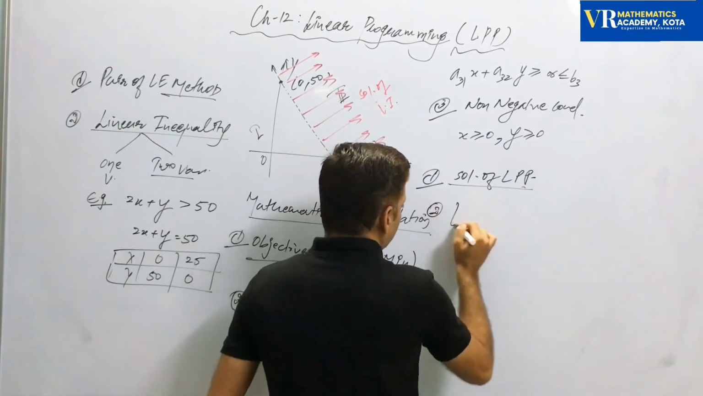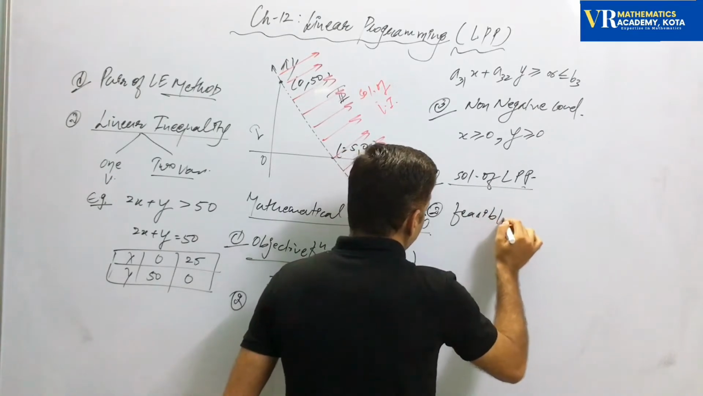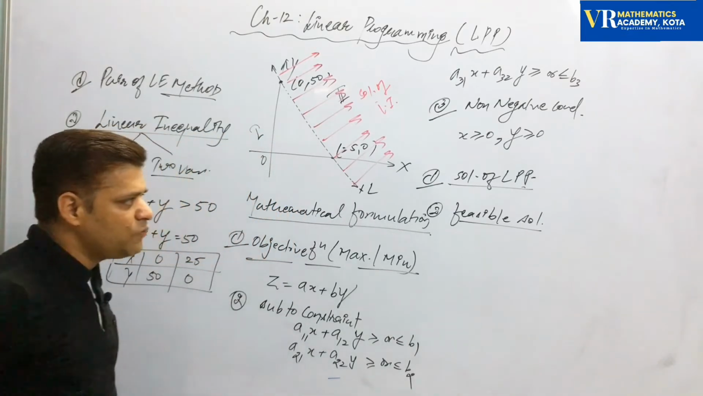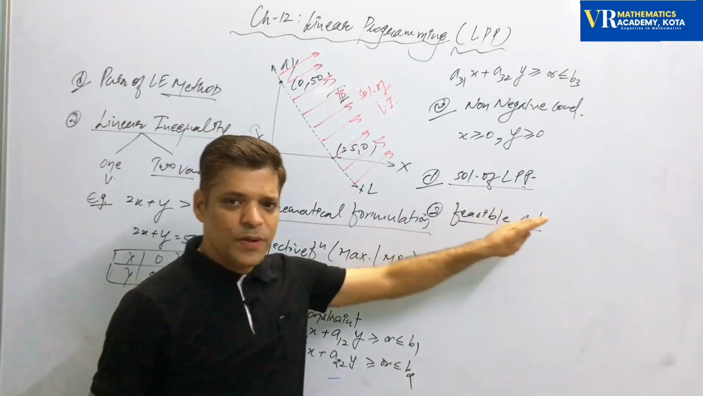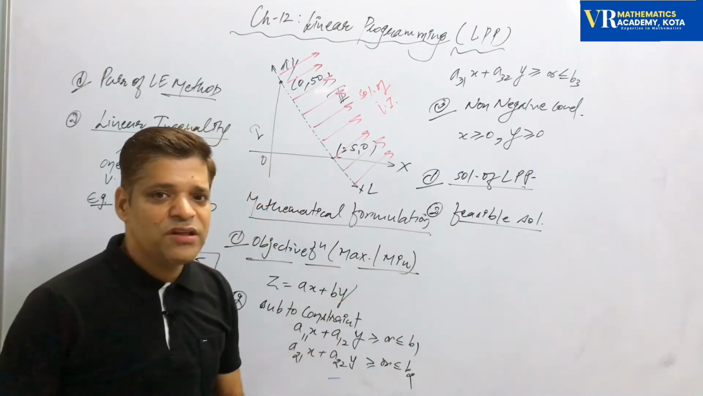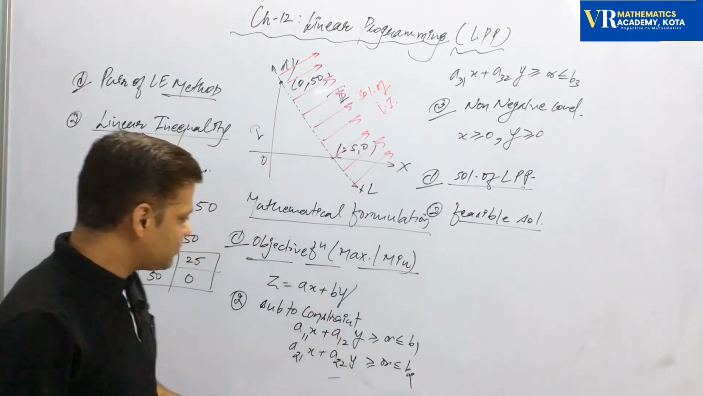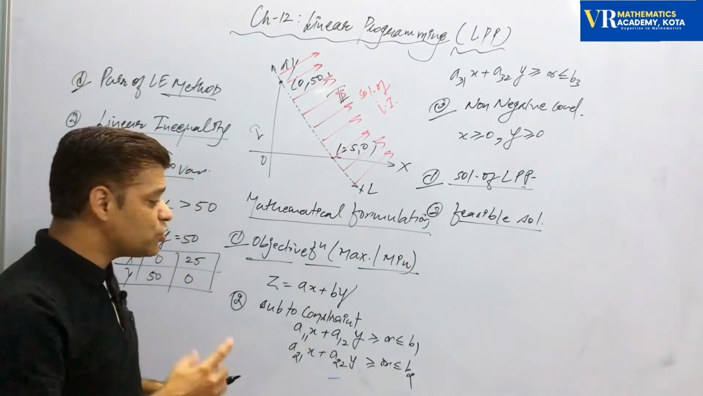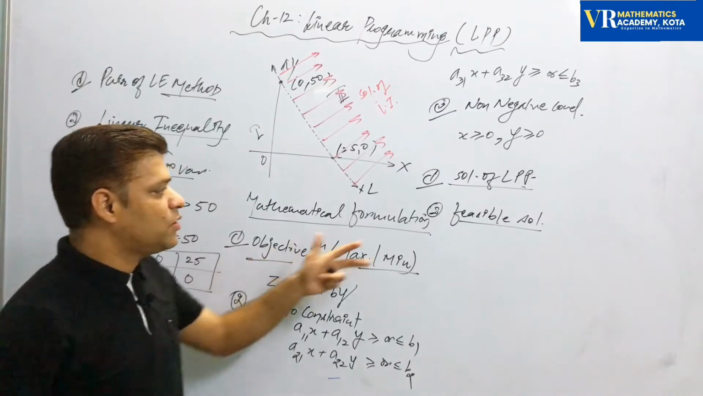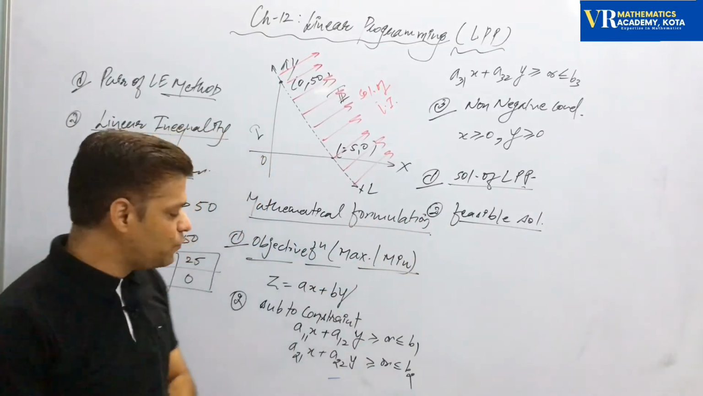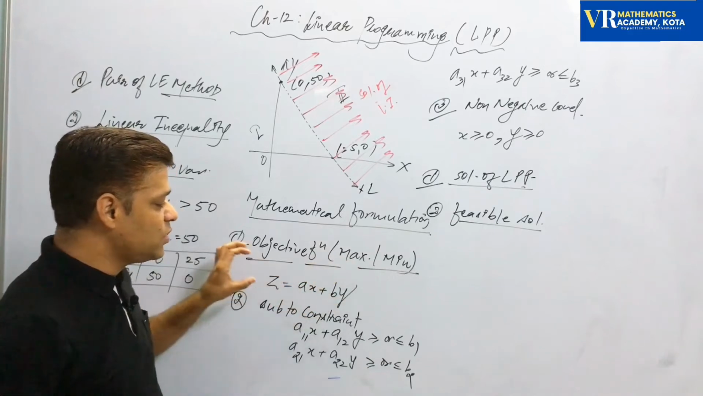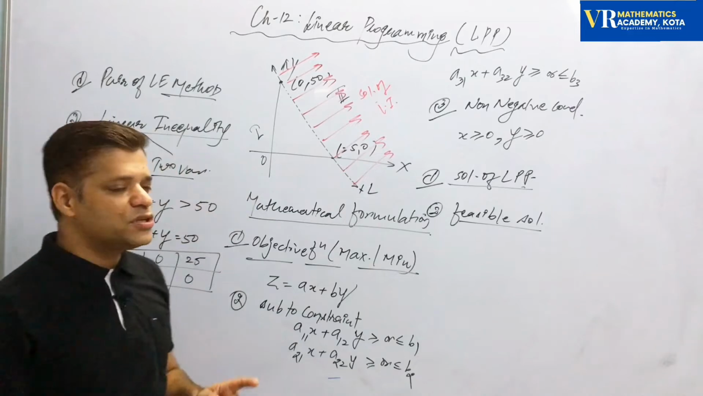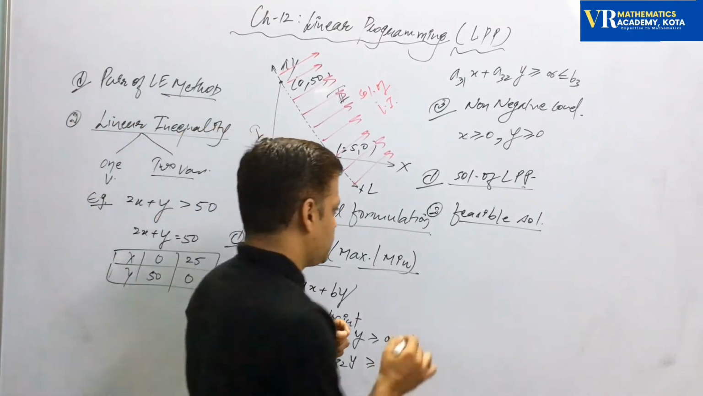The second one is, what is the meaning of feasible solution? This is also a solution of LPP, but the feasible solution is the solution which satisfies the objective function, or we can say which optimizes the objective function. The meaning of optimization is either maximize or minimize. So this solution is basically called the feasible solution.